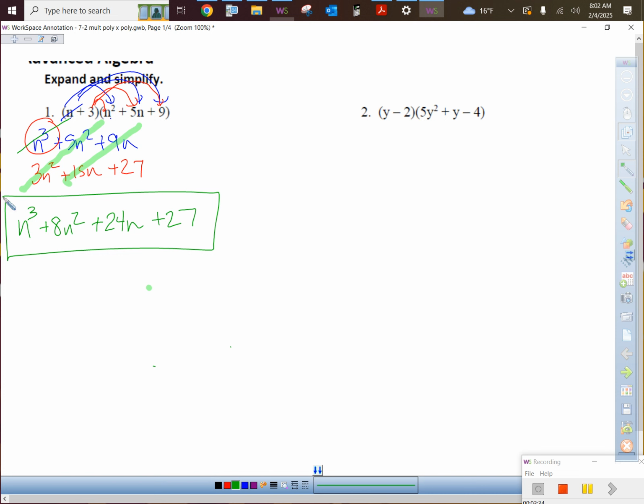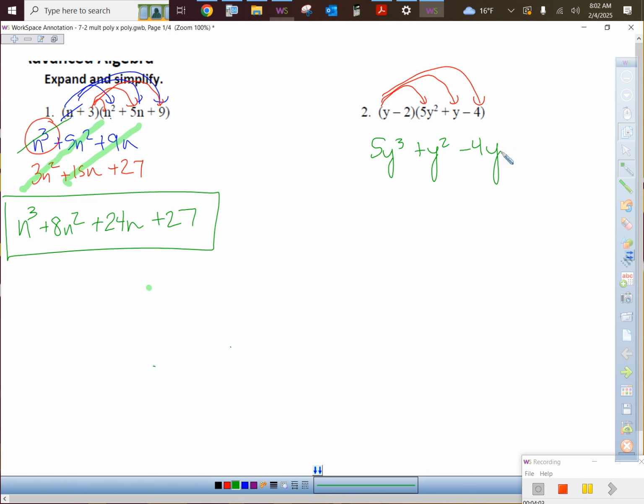Just the distributive property, and we'll stack. So let's do that one more time. Let's take this y times each one of these guys, and then check it with mine. I also make mistakes, so make sure I did not make a mistake.